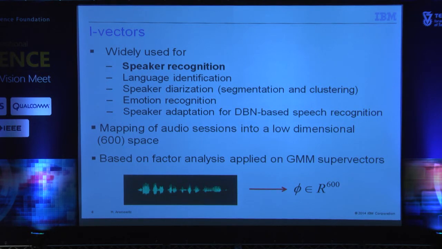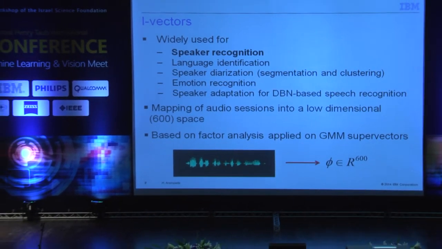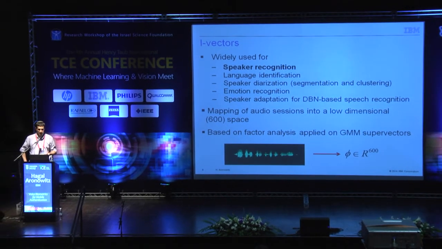So what are these I vectors? I vectors are basically a mapping of audio sessions of arbitrary length. There can be a split of a second or 1 hour of speech, doesn't matter. And these utterances or recordings are mapped into a fixed dimensional, low dimensional space, usually something like 600 dimensional. Of course, I will not give the details of how it's being done, but it's based on factor analysis, which is applied on GMM supervectors. The take-away from this slide is that we have this black box, which is I vector extraction, that takes an audio recording and maps it somehow into a vector. And of course, the metric on these vectors is meaningful.